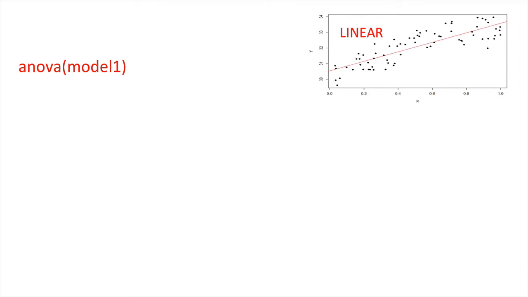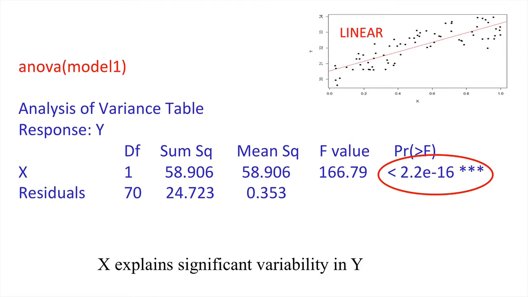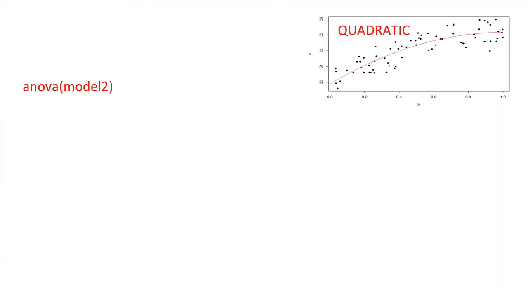Here is the linear model that's been fitted to our data, and we can simply call up ANOVA for model 1, which was generated by fitting that general linear model. And here is the analysis of variance table. What this tells us is that x explains significant variability in that response variable y. So all is good. Now let's have a look at the more complicated quadratic model that we fitted.